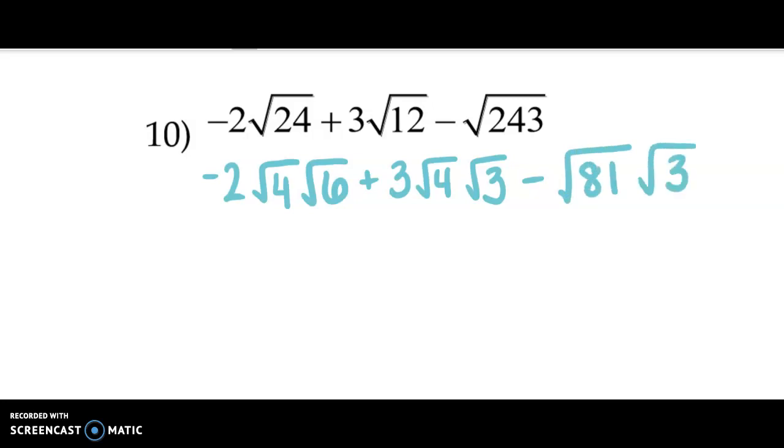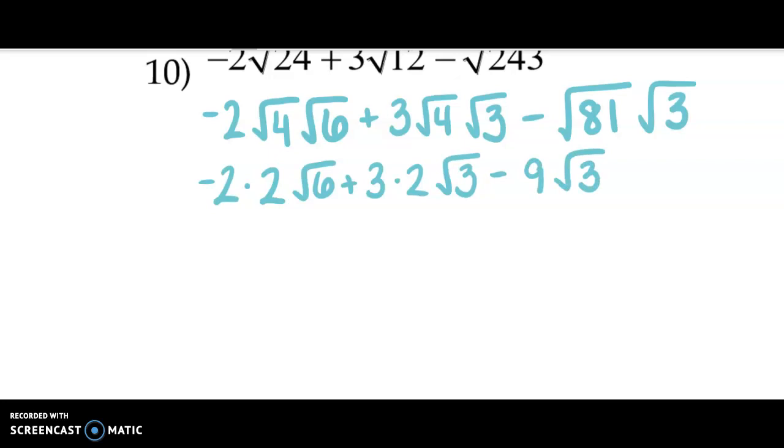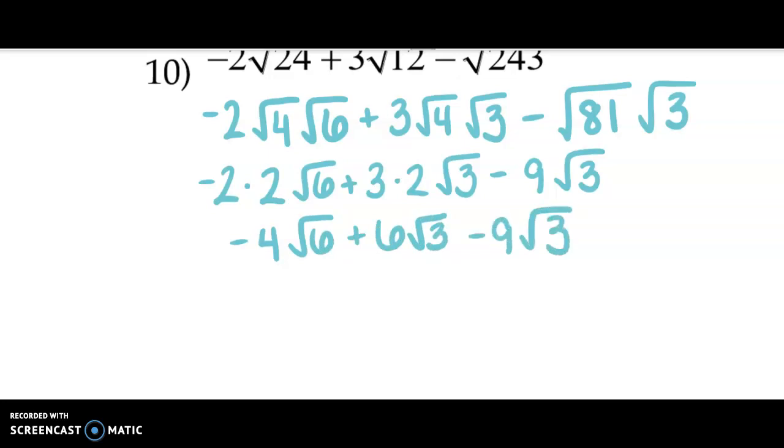So I can go ahead now and start simplifying. So negative 2 times 2 root 6 plus 3 times 2 root 3 minus 9 root 3. So negative 4 root 6 plus 6 root 3 minus 9 root 3.